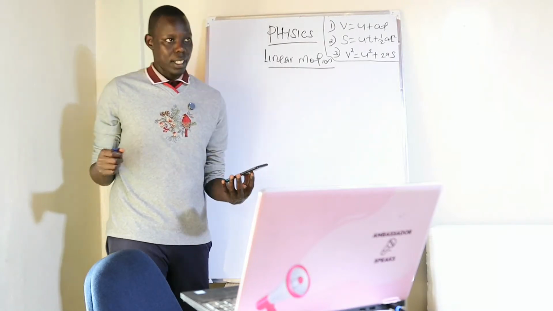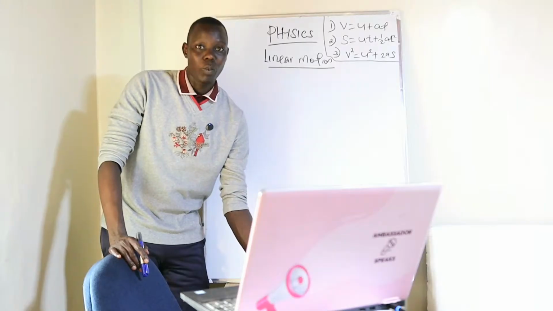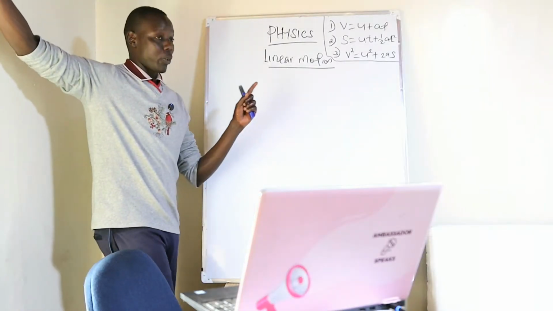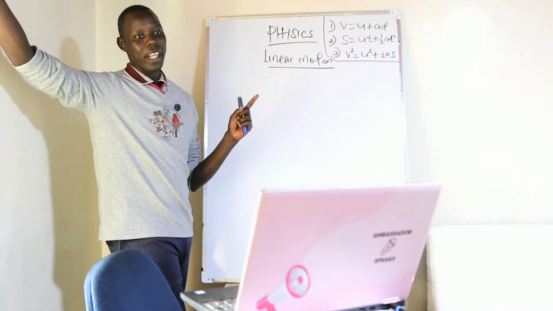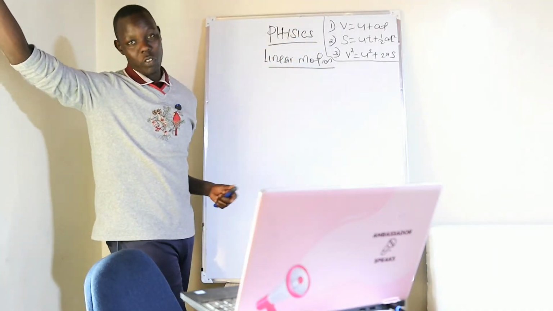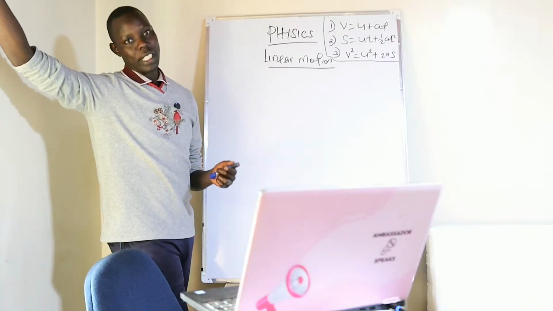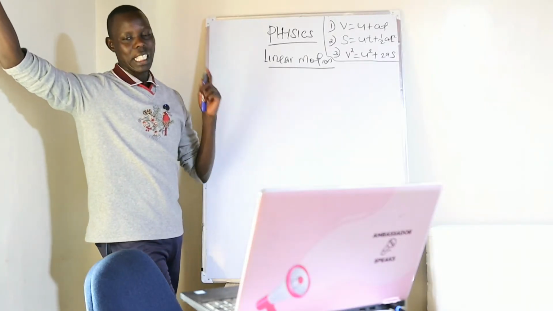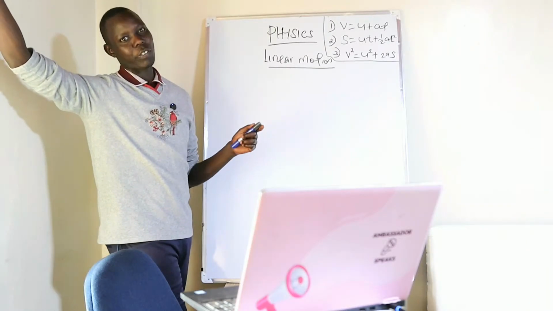So let's look at this. Now, these equations, how are we supposed to use these equations? We use these equations depending on the question you have been asked. V stands for the final velocity. U stands for the initial velocity. A stands for the acceleration, and T stands for the time.